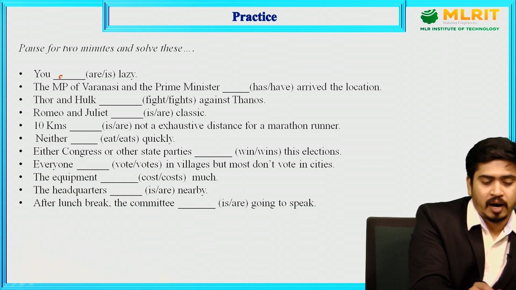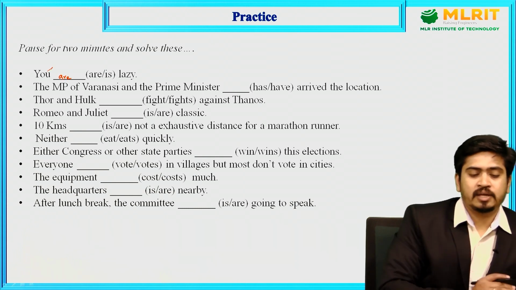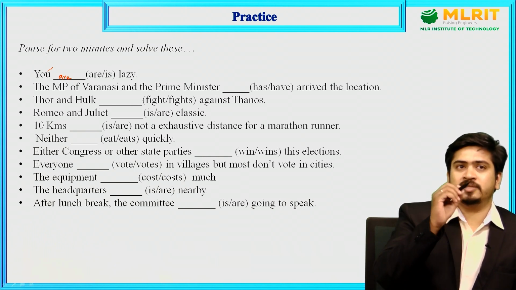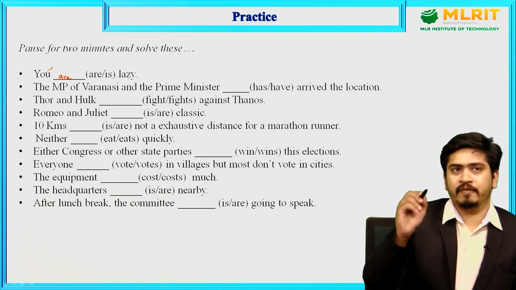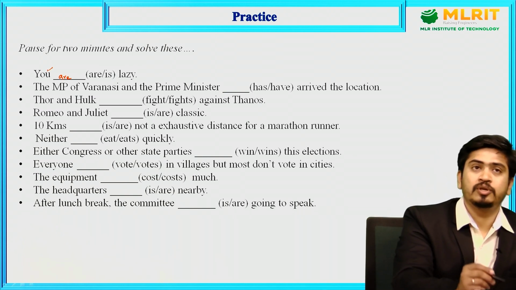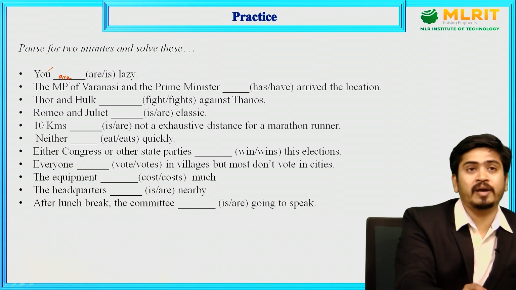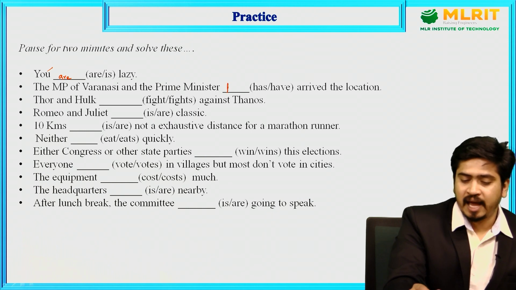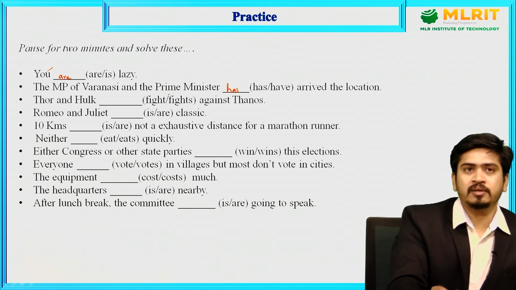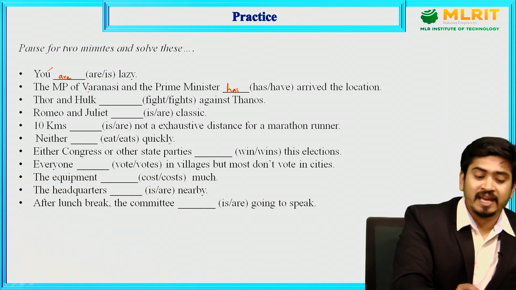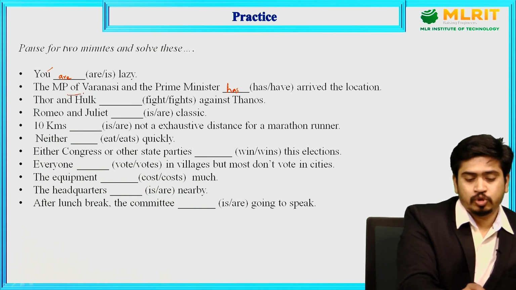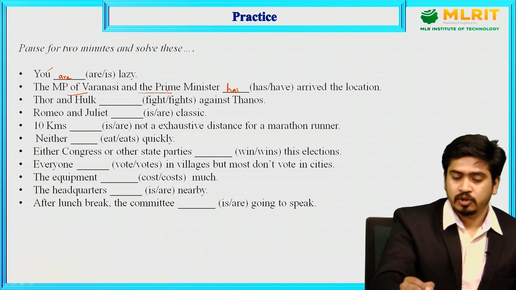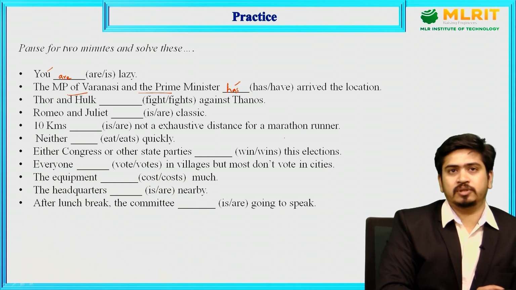What is the answer here? You are lazy. Is "you" second person singular or plural? If you remember rule 1, only third person singular gets a singular verb. All others, that means even you, should get a plural verb. So that is why "are." Next one, the MP of Varanasi and the Prime Minister, the answer is "has." Who is the Prime Minister? Narendra Modi. And he is also the MP of Varanasi. So though we have two nouns here, both are referring to the same person, so a singular verb should be used: has.